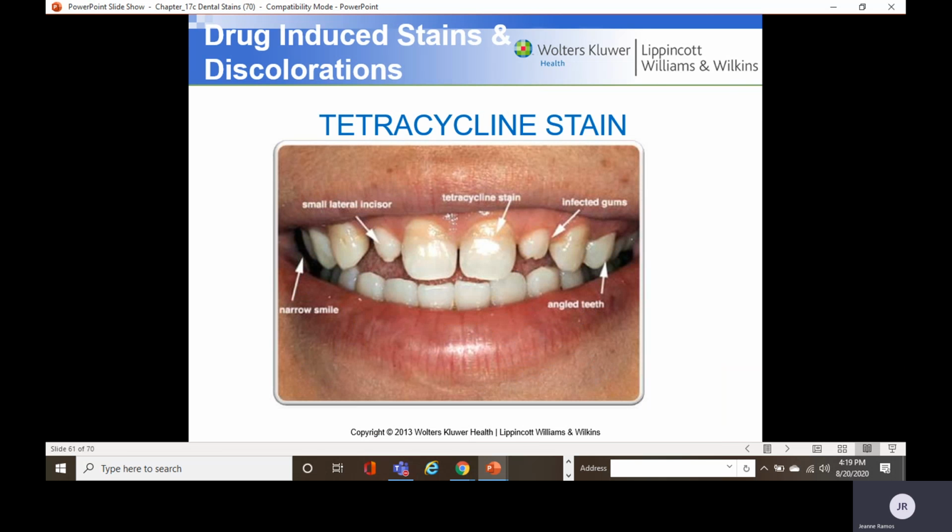This would be a drug-induced stain and discoloration. This would be a tetracycline stain. You can see that the teeth were forming just fine up here. And then some kind of an insult or trauma happened to the teeth, and it was right along this line of these teeth developing. And so they have some infected gum. This lateral, it was probably congenital, is a little smaller than it should be. And an angled tooth, and this person has a very narrow smile, just things to observe.